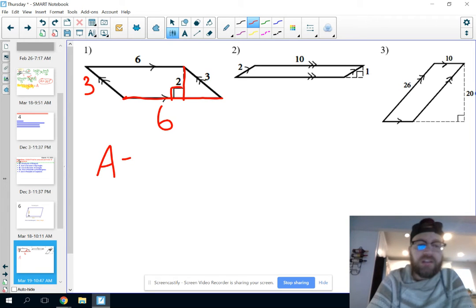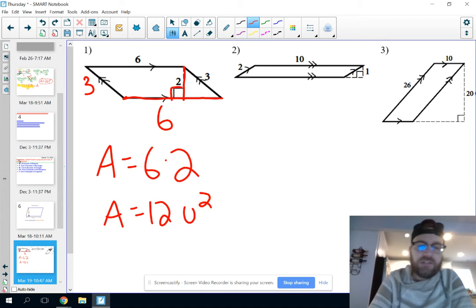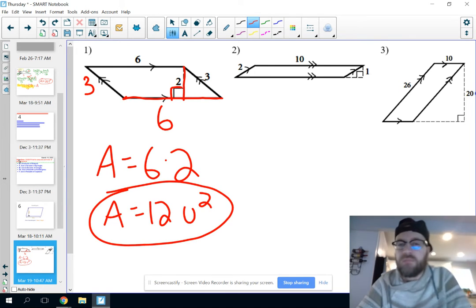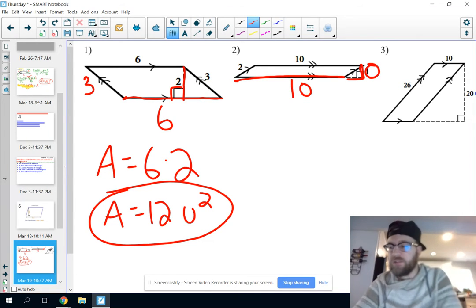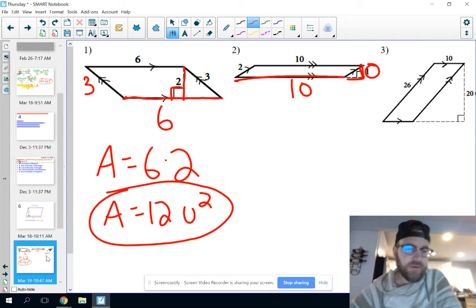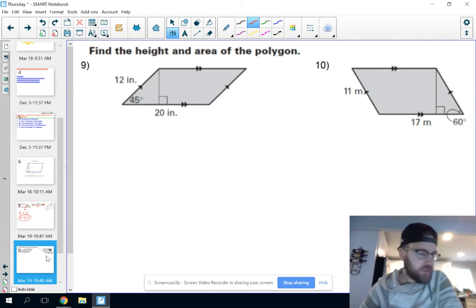So area equals the base of 6 times the height of 2. So area equals 12 units squared. Number 2 and number 3, we see where that right angle is being formed again. So our height and our base, drop the 10 down. I'm not going to go through the calculation now. That's pretty straightforward. Where they get a little trickier is at the end here, numbers 9 and 10.